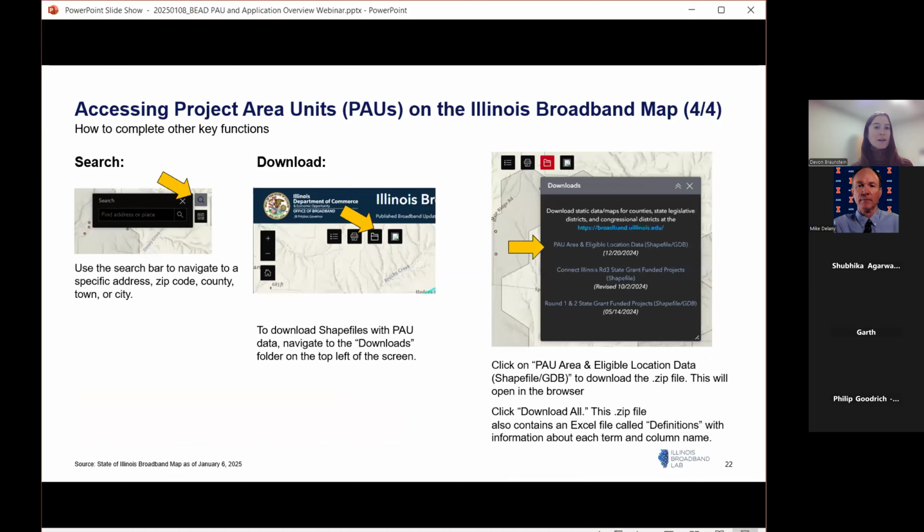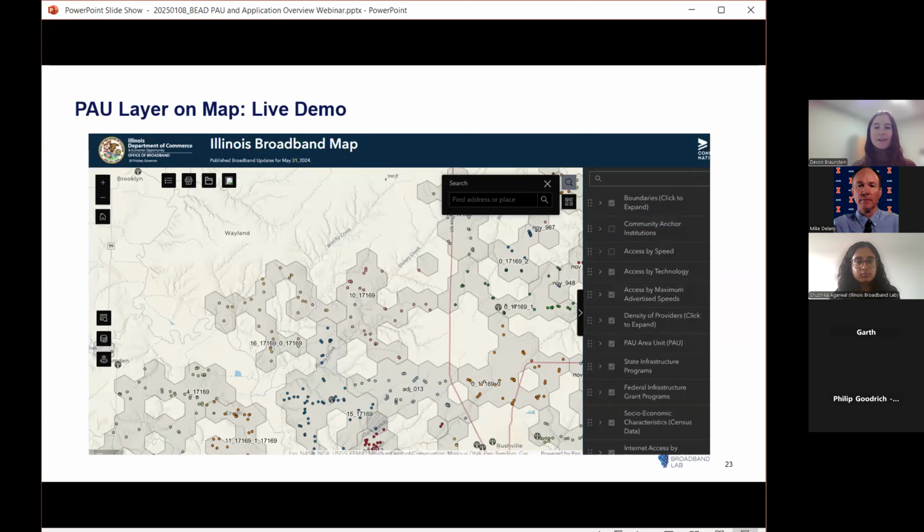You can search for a location, zip code, county, address, town, city, and we'll do that in the demo in a moment. And then you can also click on the folder up top to download these locations as a shapefile, which Shubika will share with you as well. It'll pop up in another window, and then you'll want to click download all. And with that, I will hand it over to Shubika to do our live mapping demo.